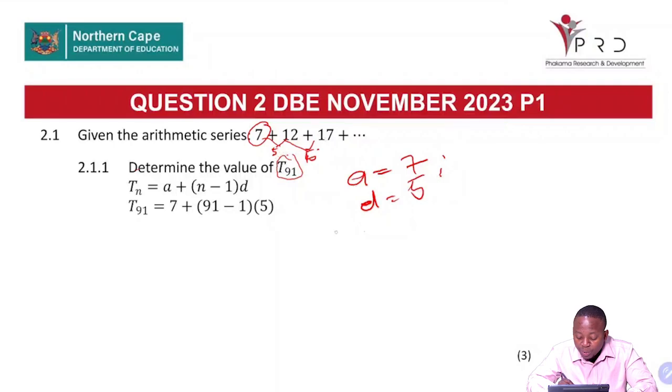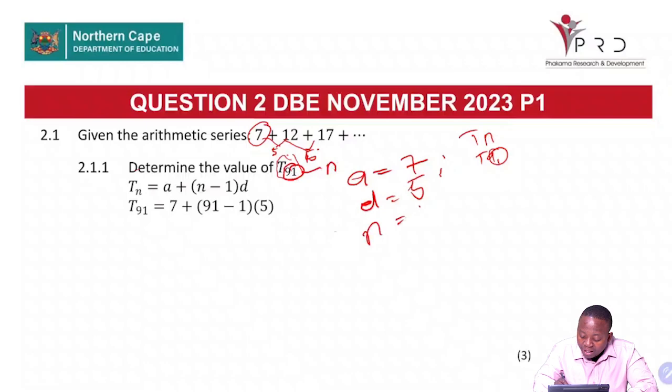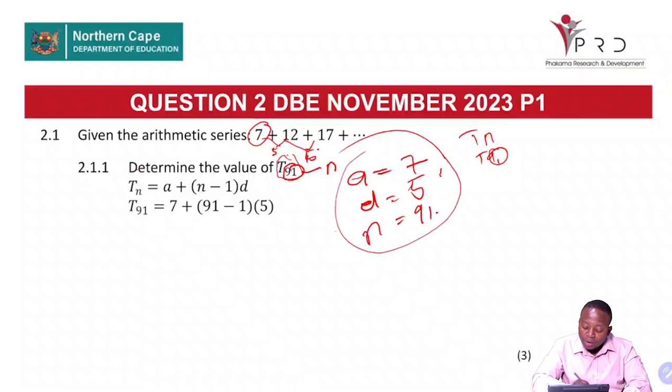Thereafter, we see, determine the value of t91. So it's Tn, and t91 there represents our n. So n in this case is 91. Then we substitute those values into our formula. In the space of a, we put 7, plus n, which is 91, so it's (91 minus 1) in close bracket.